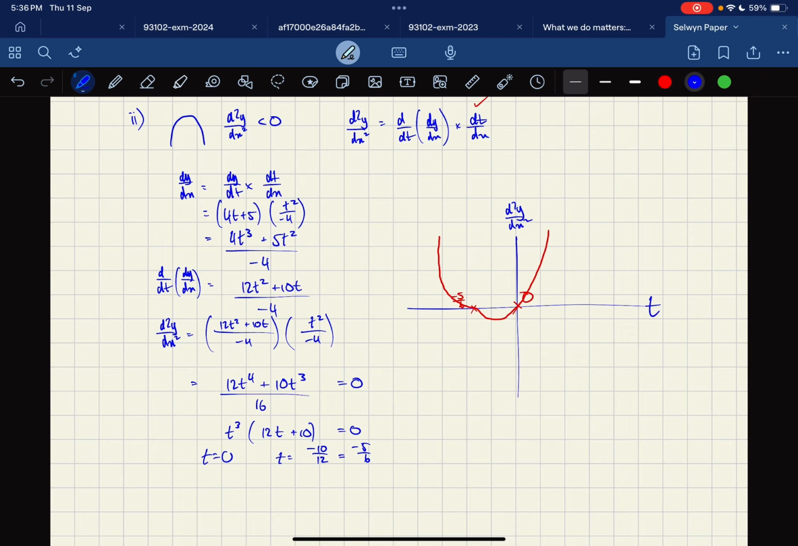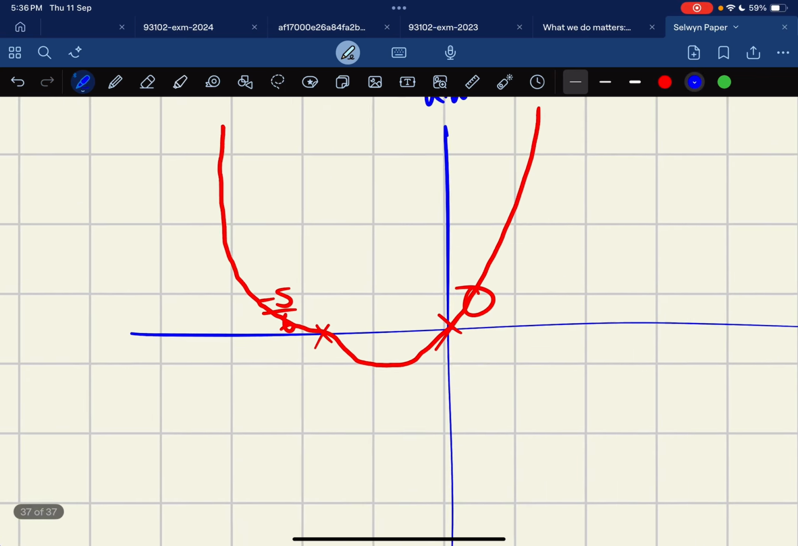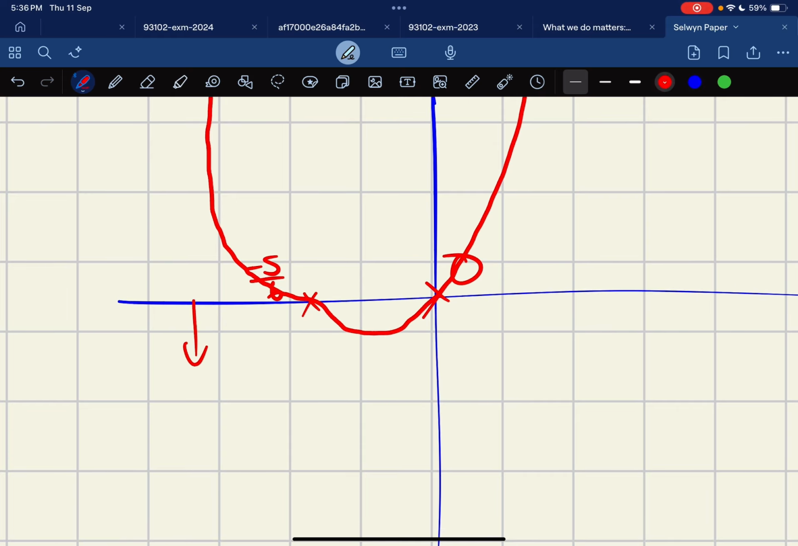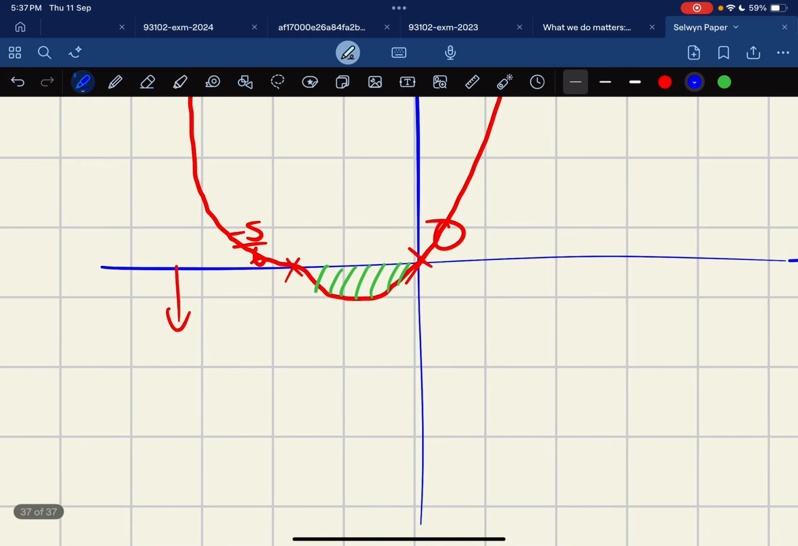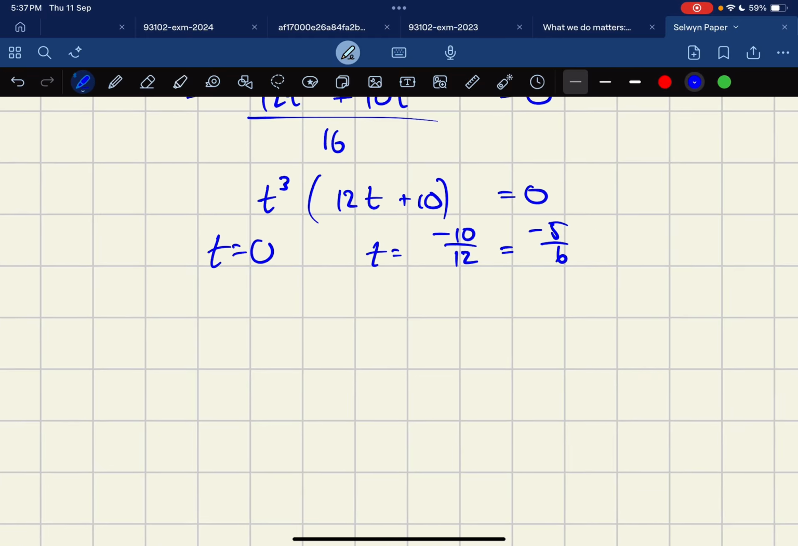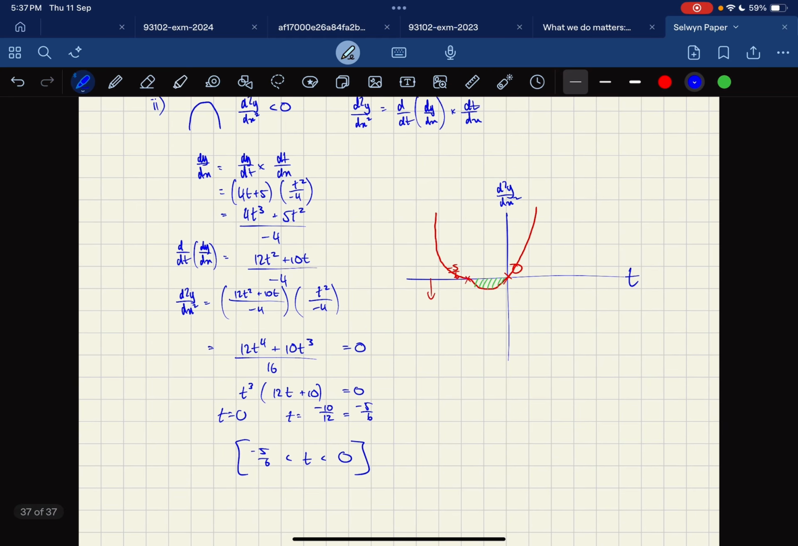But essentially, when is this concave down? So when is it less than 0? When is the second derivative less than 0? And if it's less than 0, then it's below the x-axis, which occurs between these points over here. So that is between negative 5 over 6 and 0. And that is when the function is concave down.